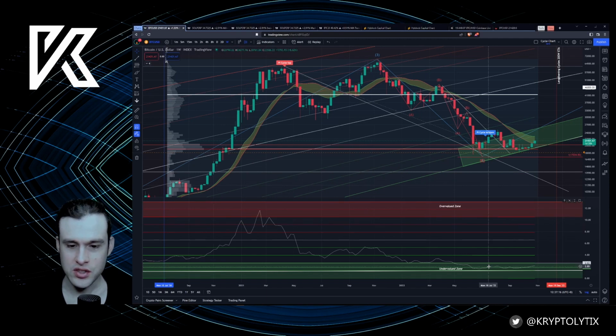So as you can see, in terms of the crypto risk index, we're well and truly into the DCA zone. So this is the undervalued zone. And even with this little pump here, we're still in the undervalued zone.